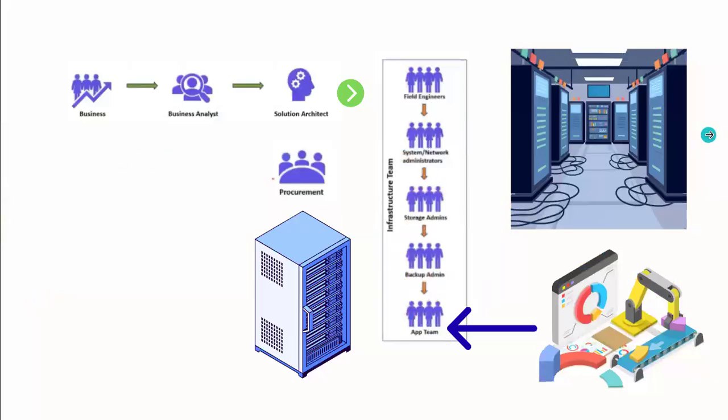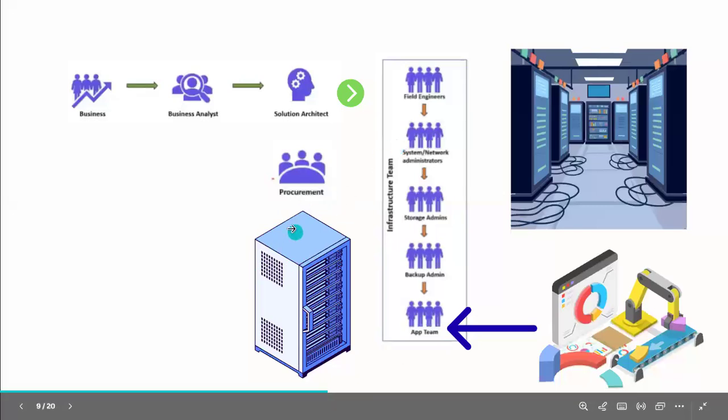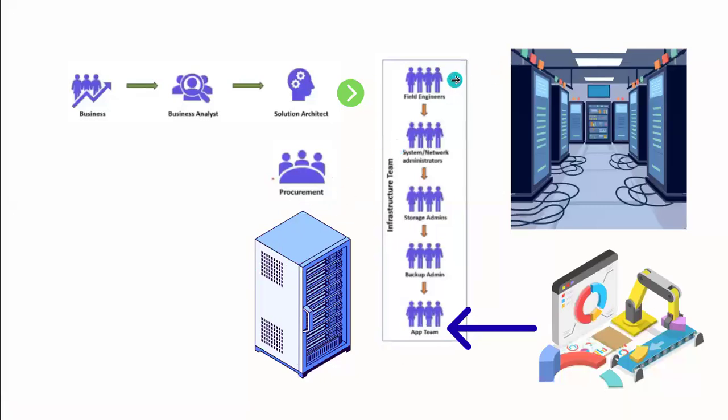Okay, so that's it. Business will give requirements. The business analyst will use some agile methodology and break it into smaller sprints, and then he will tell the solution architect to purchase the items. Then these teams will purchase it and hand it over to the field engineer. Field engineers will do the setup, and then network engineers will do the IP configuration and all those things.